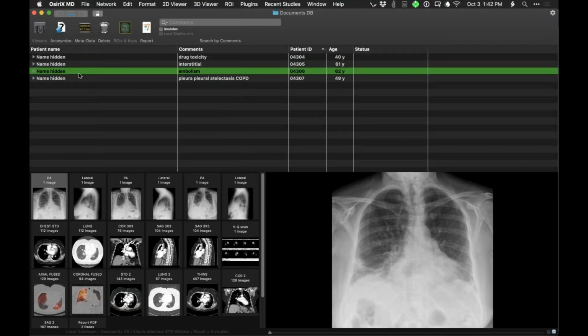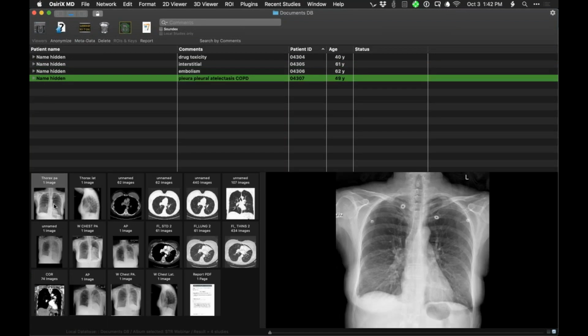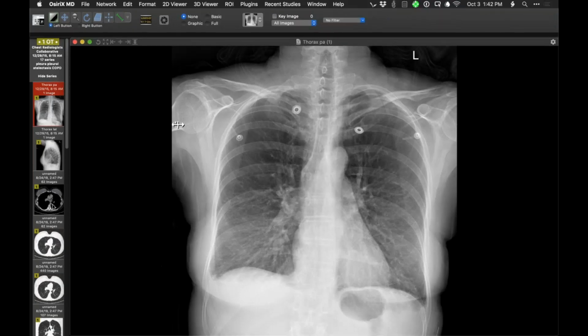I do have another one. Okay, this one. This is a patient with pulmonary emphysema. She was referred for the possibility of lung volume reduction surgery.